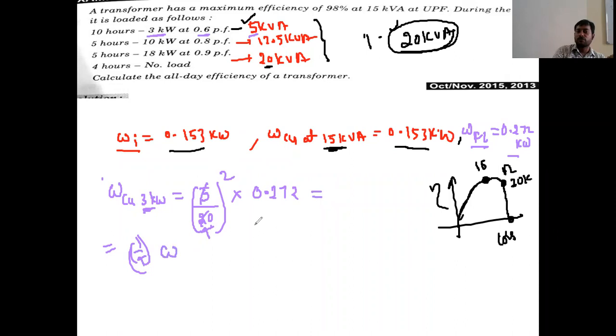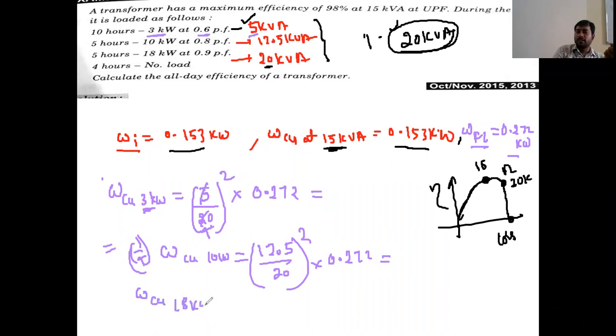And also we need to find the copper losses at 10 kilowatts. At 10 kilowatts the load is 12.5 kVA. So 12.5 by 20 kVA, the full load kVA, whole square, into the full load copper losses, 0.272. Then we find the copper losses at 18 kilowatts. At 18 kilowatts, kVA is 20, so 20 by 20 whole square into 0.272 kilowatts.